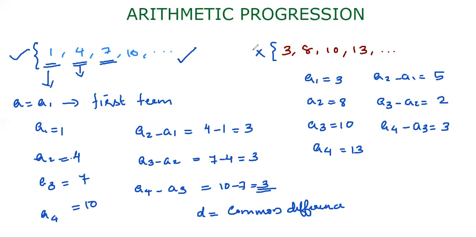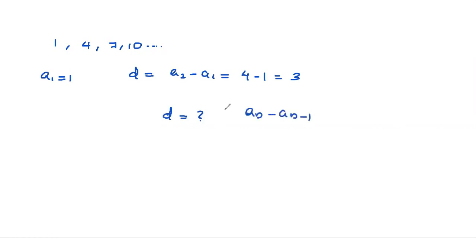So for an AP, there will be a constant term. That is what we call the common difference between two consecutive terms. So we are going to study in detail the arithmetic progression using this example. As I told you, the first term is 1 and you can calculate the common difference by calculating A2 minus A1. Okay, here A2 minus A1 is 4 minus 1 equal to 3. On calculating D, you should be very careful. It is always An minus An minus 1. D is always An minus An minus 1.